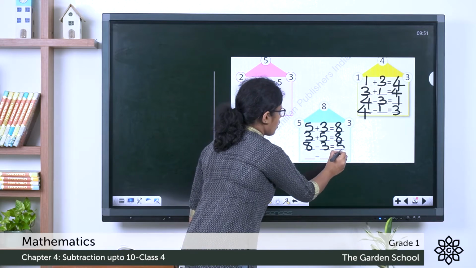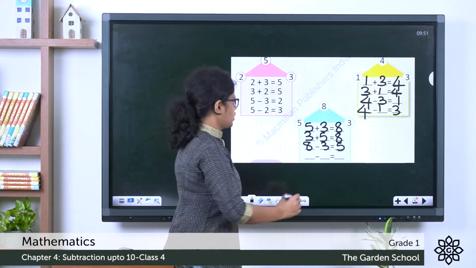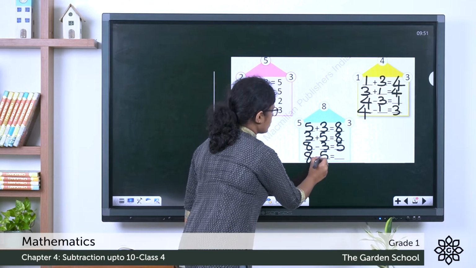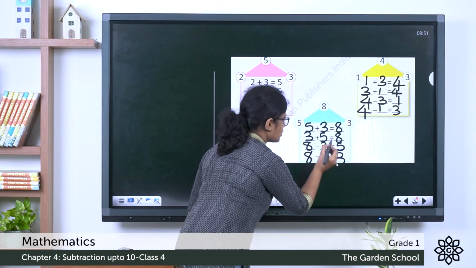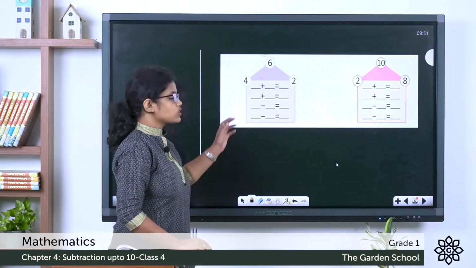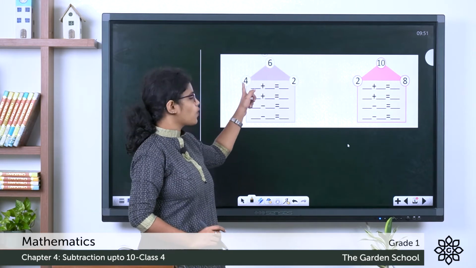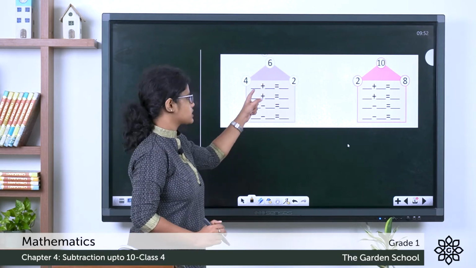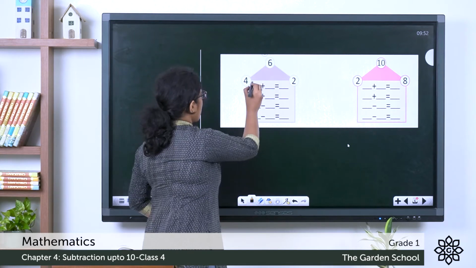That is 5. Right. So next, 8 minus 5. That is 3. Understood? So what about this one? 6, 4, 2. Which is the biggest number? 6. So first let's do the addition.